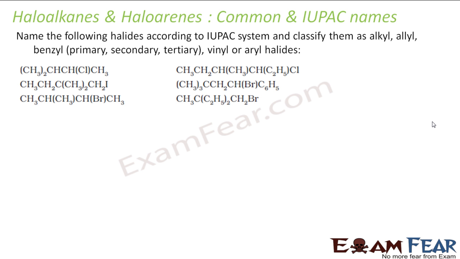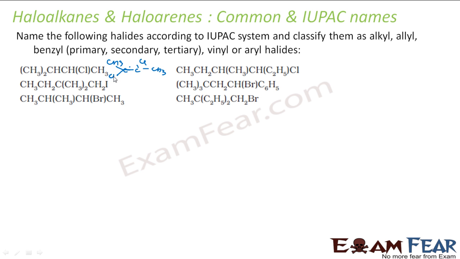So the question says that we have to name the following halides as per IUPAC, and we have to classify them as alkyl, allyl, benzyl, vinyl or aryl halides. So if you see this guy, I'll write the structure of this. It will be something like this: 3 carbon and 1 more carbon, right? Carbon, here I have Cl and then I have CH3.